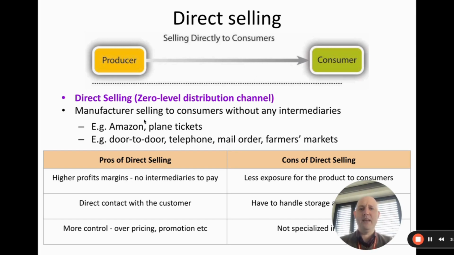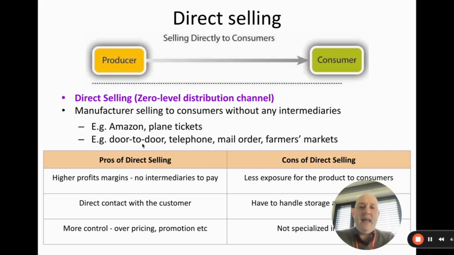So some examples here. I think a really good example is Amazon. So when Amazon produces products, they sell directly to consumers on their website. Now, we have to be careful with Amazon because if a third party sells their products on Amazon, then in that situation, Amazon is actually a retailer, an intermediary. So in this situation, it's got to be where Amazon produces the products themselves.